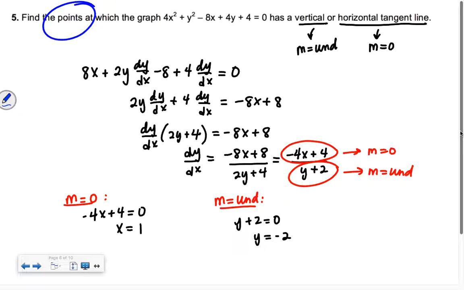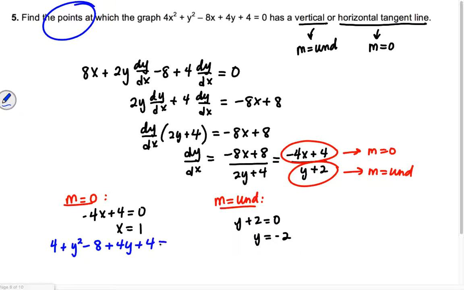So we have x equals 1. These are always hard. How do I find the y value that goes with it? I go all the way back to the original equation, and I plug in x equals 1. So when you plug in x equals 1, you get 4 plus y squared minus 8 plus 4y plus 4 equals 0. You see that? I plugged in x equals 1 for all of the x's. So it's y squared plus 4y equals 0. The 4 minus 8 plus 4 goes away. And we are able to solve that. We pull out a GCF, which is y.